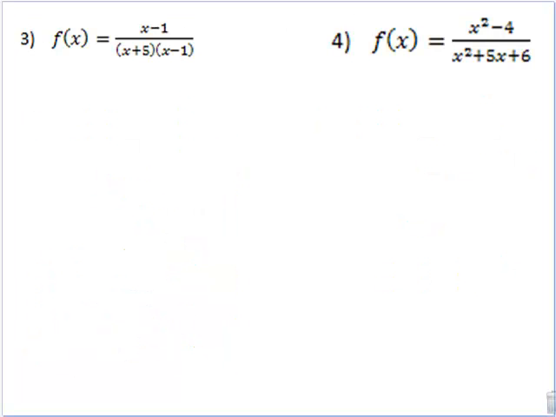We'll do two more of these and then we'll graph. So number 3, f of x is equal to x minus 1 over x plus 5 times x minus 1. Yep, this one's already factored for us, which is nice. So we just cancel the x minus 1s. That tells us our hole is at x equals 1, because we made x minus 1 equal to zero. And the vertical asymptote, where would that be? Yep, x equals negative 5.